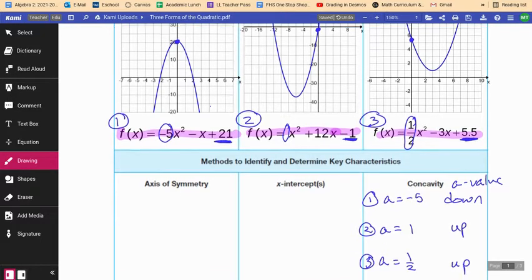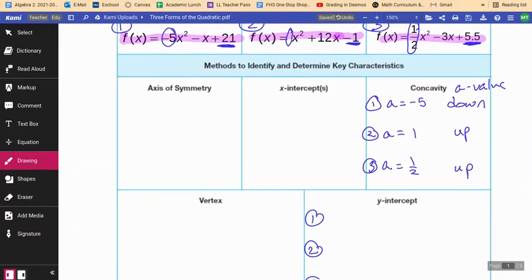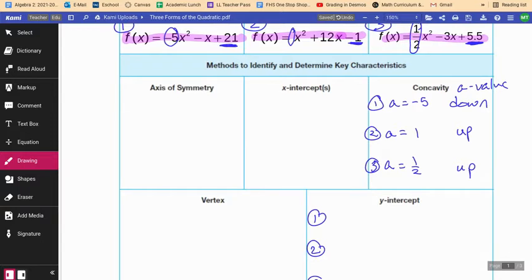That's my y-intercept. So my y-intercept from looking at standard form is just the constant number, that last number right here. And we're going to actually write this as an ordered pair. So 0, 21 for number 1, 0, -1 for number 2, and then 0, 5.5 for number 3. Okay, and so those are the key characteristics that I can look at in standard form, just the equation only, and pull out.